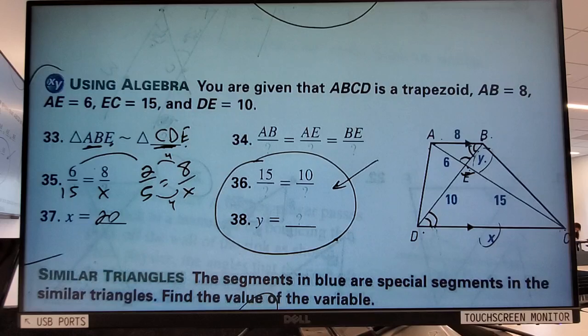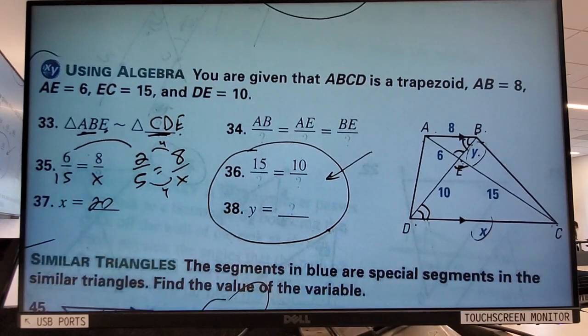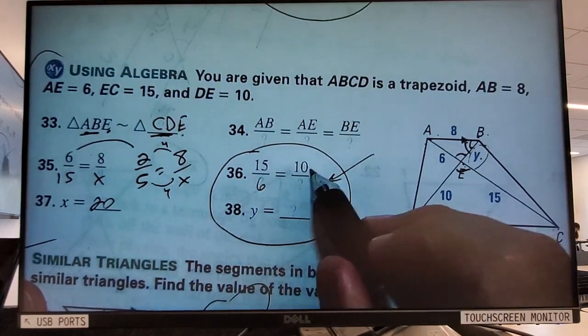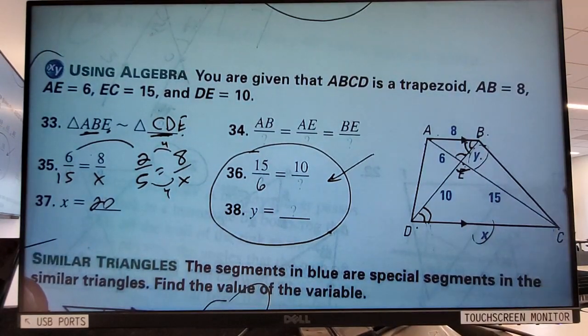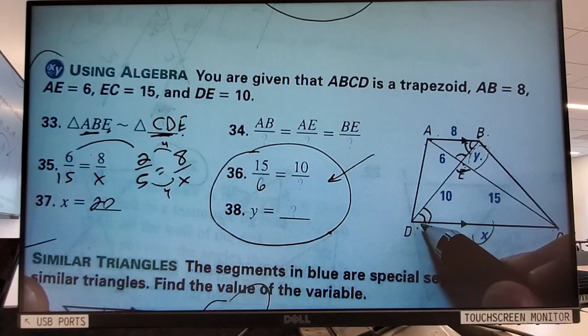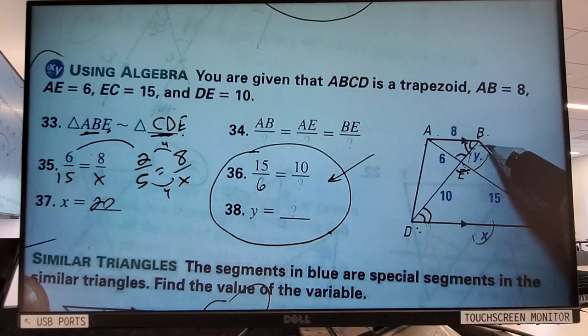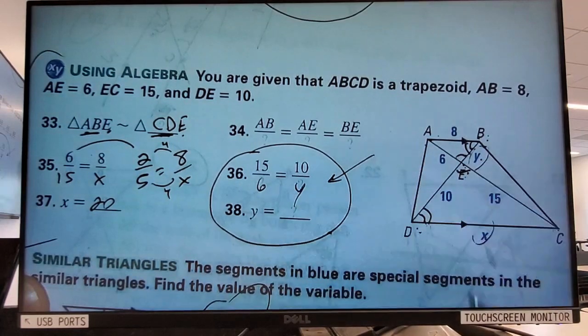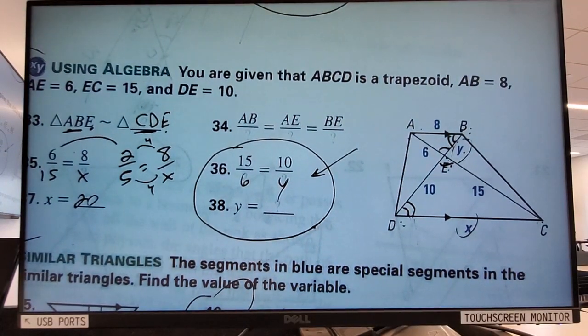Do you guys see how the first part of 36 is kind of silly? We've already established that 6 and 15 go together. So therefore, this is 15 and 6 that go together. What does 10 correspond to? Yes, good. So it'll be DE, and so that corresponds to BE. And again, you could reduce that to 15 over 6, or you could just cross multiply, it's up to you.